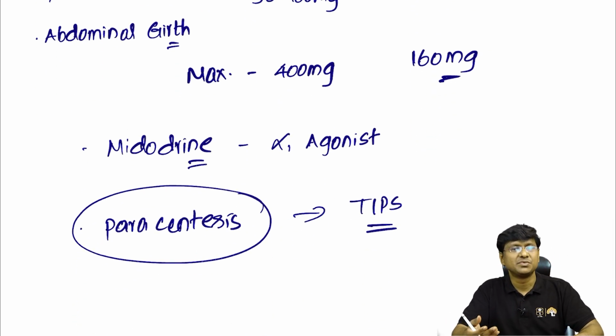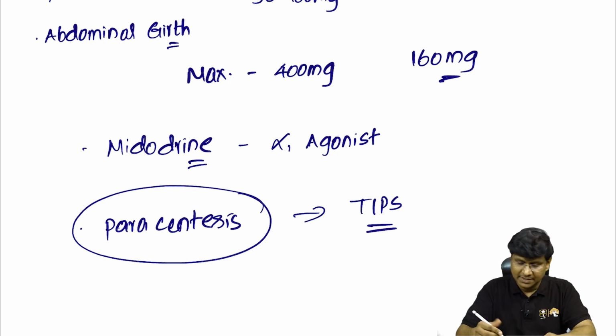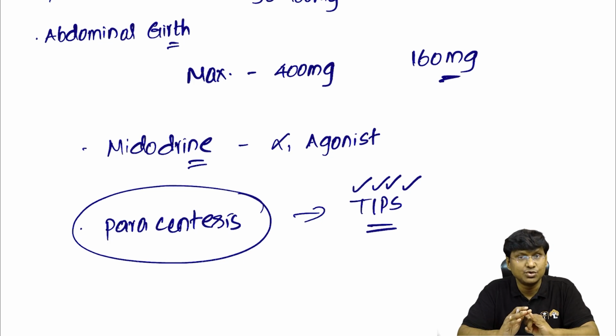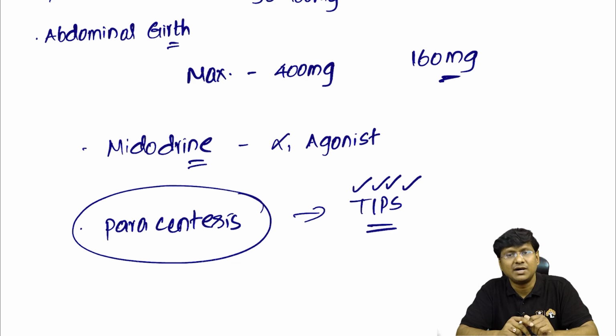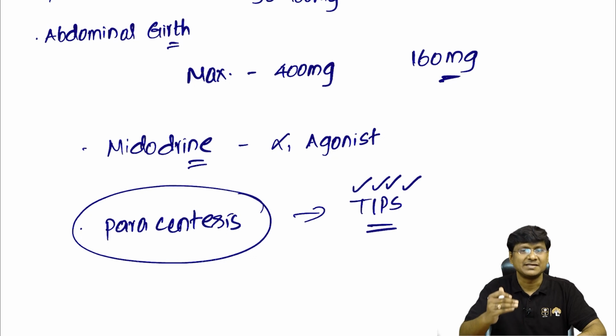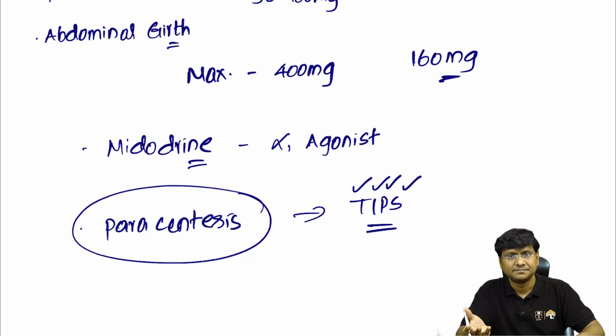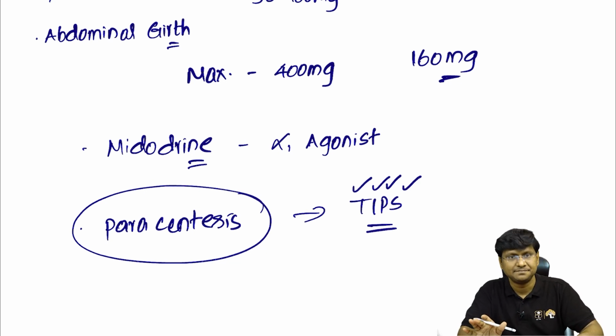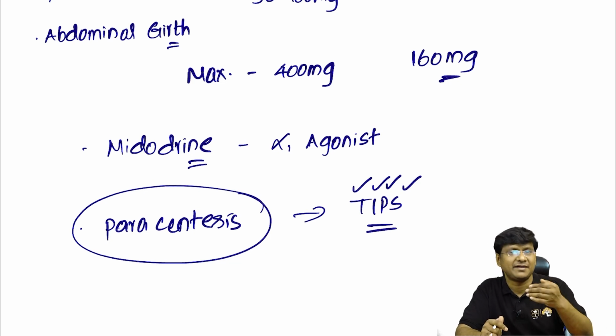Now, what do you understand by this word TIPS? TIPS stands for transjugular intrahepatic portosystemic shunt. When you do a TIPS, the chances of ascites will come down because you are connecting the portal vein directly to the inferior vena cava. You are bypassing the pathway. So that is about your treatment in case of refractory conditions.